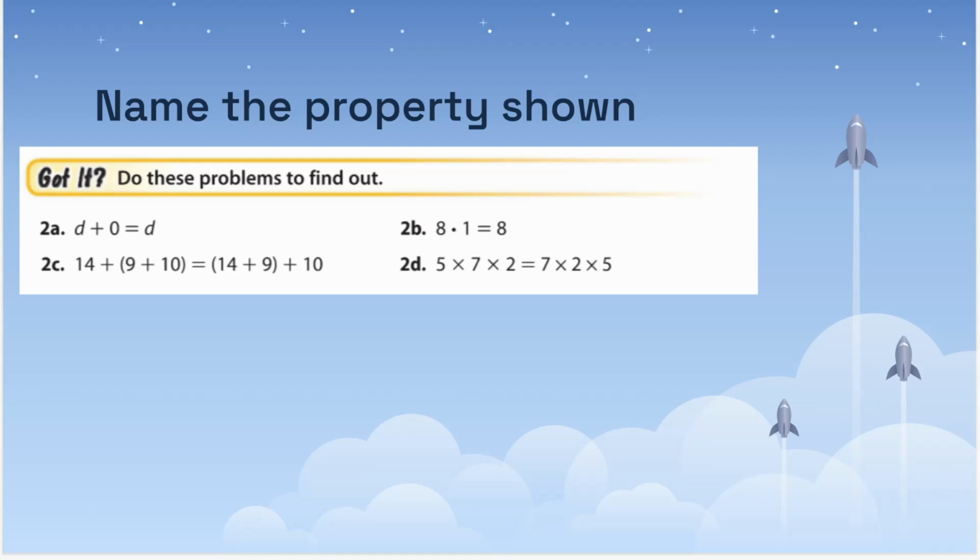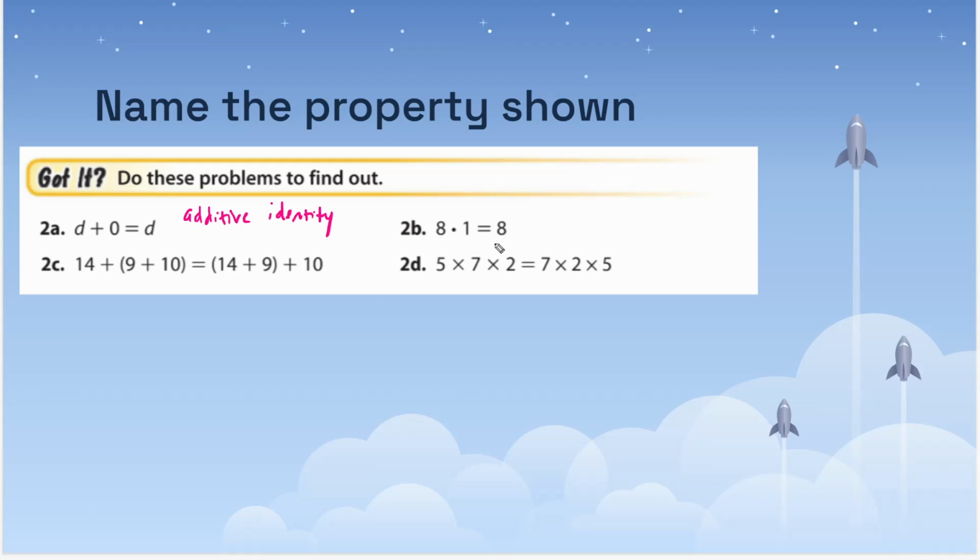Name the property shown. Okay, well, d plus 0 equals d. If you add a 0 and it's the same number, then you have the additive identity.